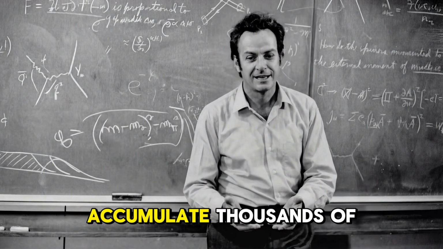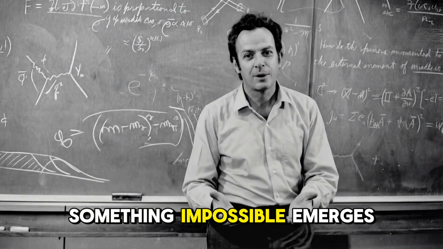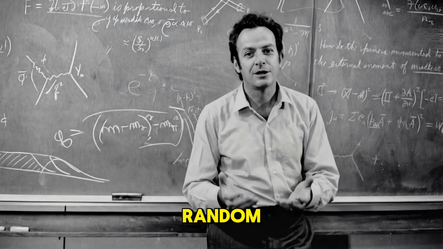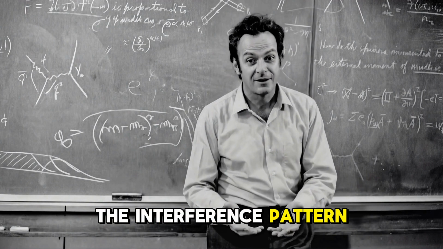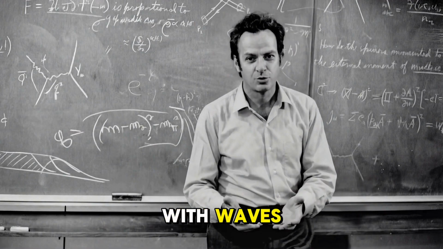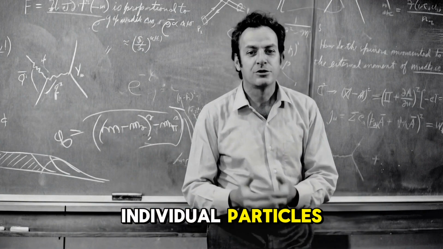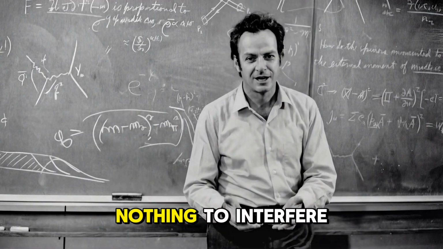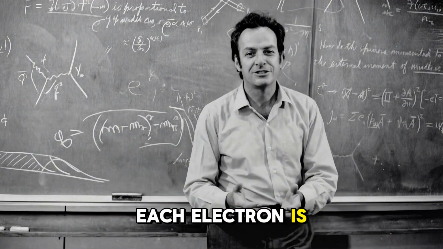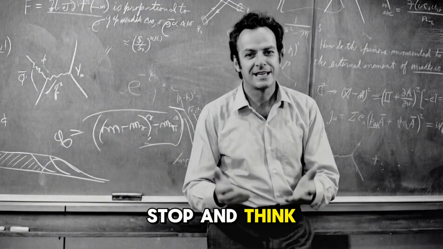But as you accumulate thousands of these dots, something impossible emerges. The dots aren't random. They're building up the interference pattern. The same zebra stripes you get with waves, but these are individual particles, arriving one at a time with nothing to interfere with. Each electron is interfering with itself. Stop and think about what that means.